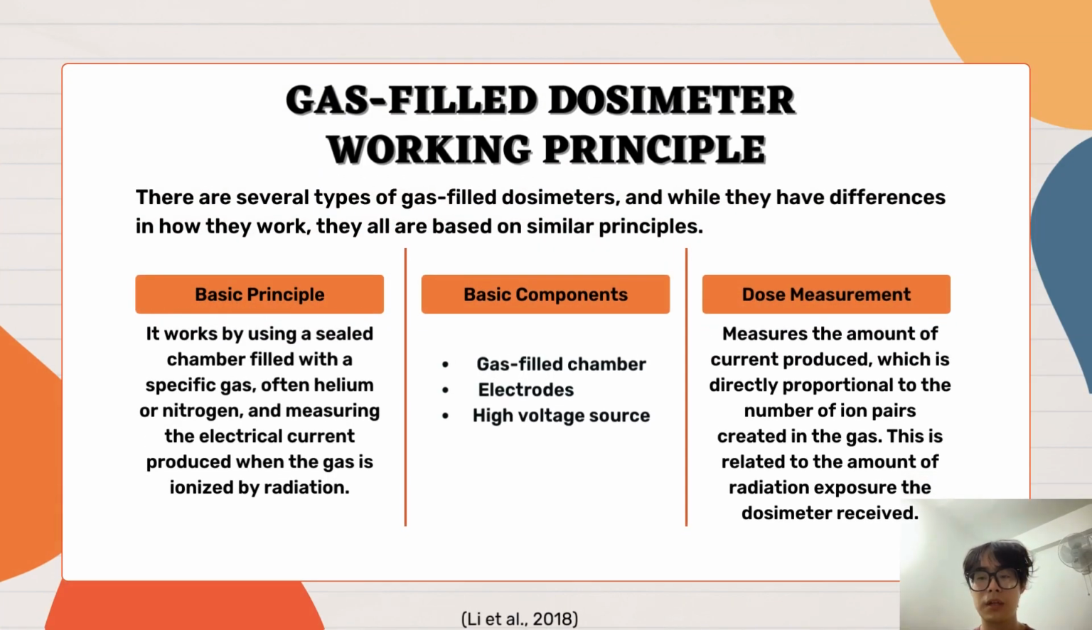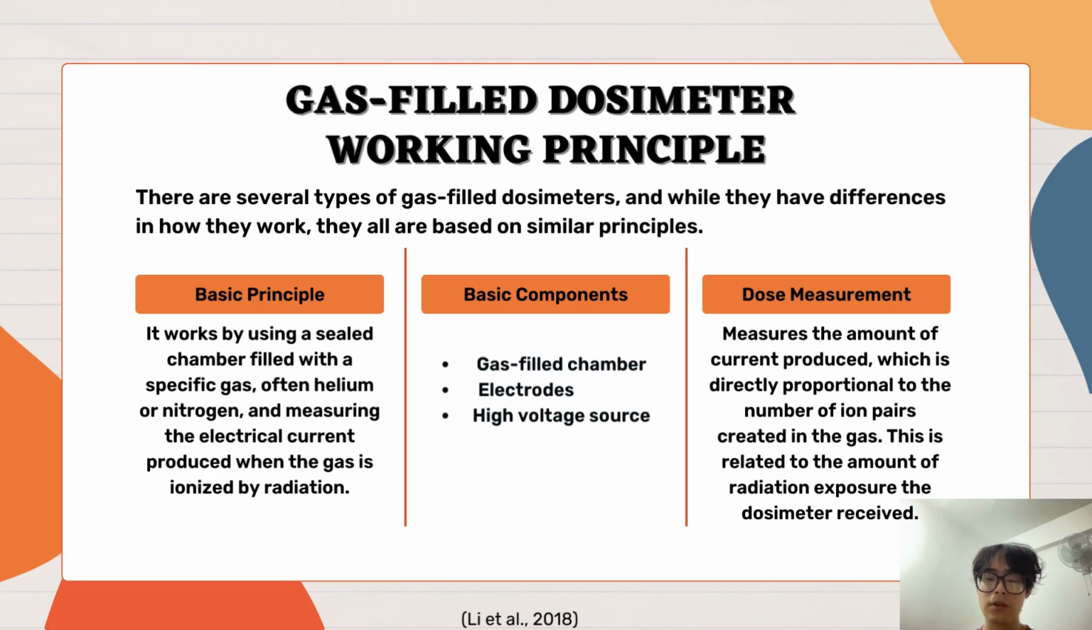Gas-filled dosimeters are devices used to measure the amount of radiation. They function by using a sealed chamber filled with a specific gas, such as helium, neon, or nitrogen. When these gases are ionized by radiation, an electron current is produced. Despite slight differences in their operating method, all these dosimeters are based on the same fundamental principle.